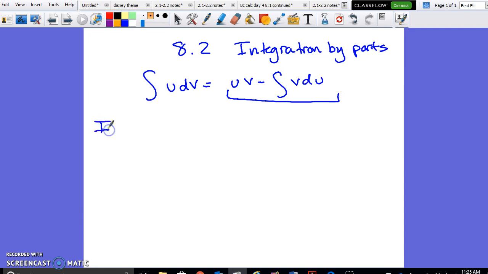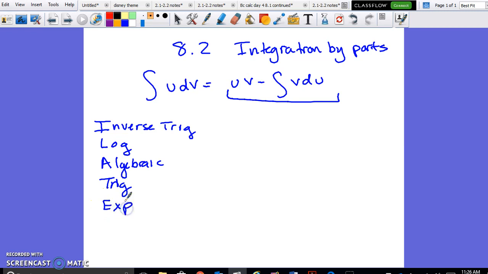The closer you get to an inverse trig function, the more likely you are to make that piece your u. So if you see an inverse trig function or log, that's probably going to be u, I'm going to say most of the time. If it's just a regular trig function or an exponential function, that's more likely to be dv, because those are things that are easy to integrate. All right, so let's do a couple of examples together.